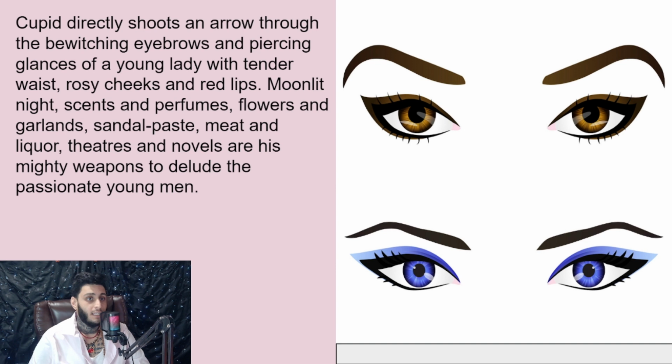Now, when we say the bewitching eyebrows and piercing glances of a young lady, what we mean is when they make such visual contact or stare for such a long period of time, they send these types of poison arrows to a man. And man, considered to be active, the aggressor, is the one to act upon these desires.